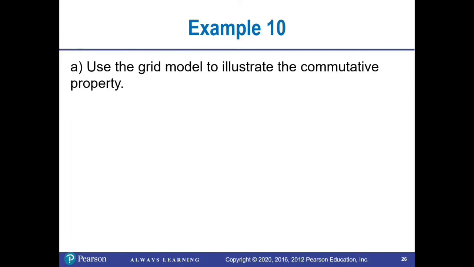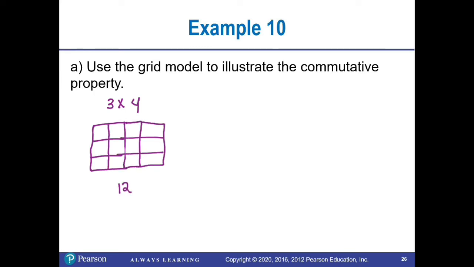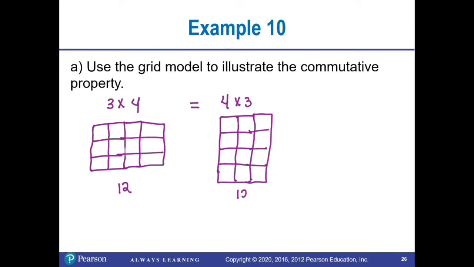Let's start with the commutative property. So I want to illustrate 3 times 4. Now remember, the 3 tells me how many down, and the 4 tells me how many across. So I have 3 down and 4 across for a total of 12. The commutative property says that 3 times 4 is the same thing as 4 times 3. 4 times 3 in my grid model means I have 4 down and I have 3 across. Notice again, I still have 12 squares.